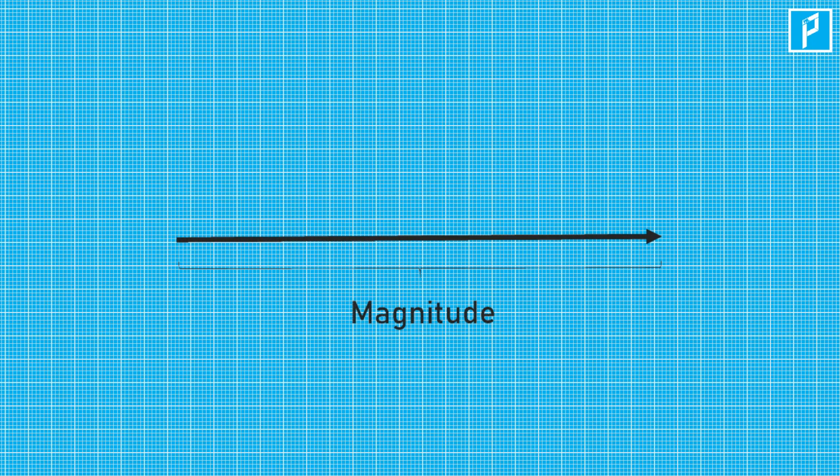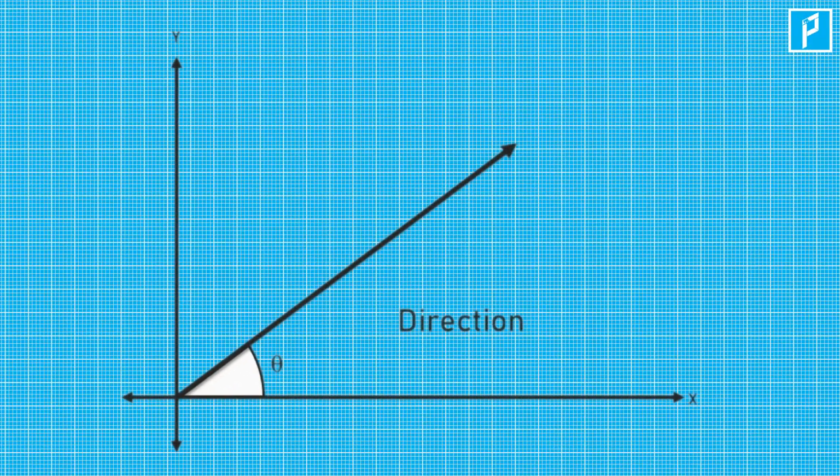Now, a vector is represented as an arrow. The length of the arrow represents the magnitude of the vector, and the direction it makes with any of the axes is called its direction. Now, any vector can be resolved into two rectangular components, one along the x-axis and one along the y-axis. Now, how do you do that?